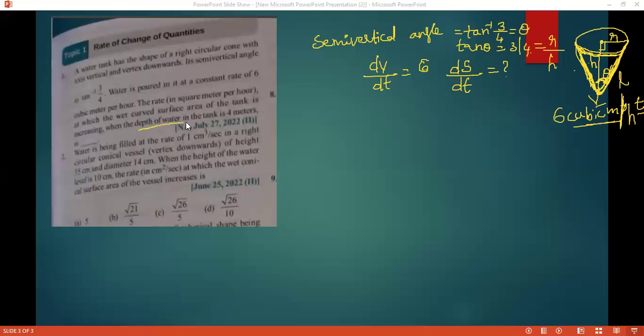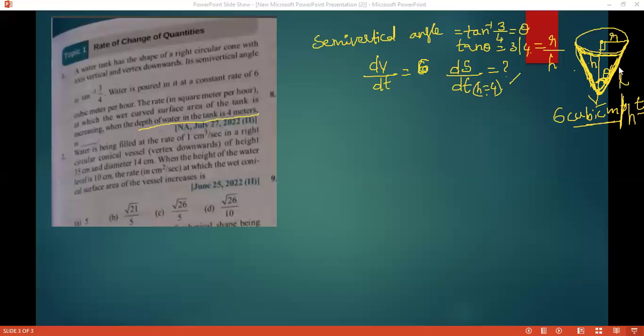And what is the condition? The depth of water in the tank is 4 meters. That means whenever the height is going to be 4 meters, at that time, what will be the curved surface area we want? Understood? So this we have to find. Let us observe dV by dt is equal to 6.